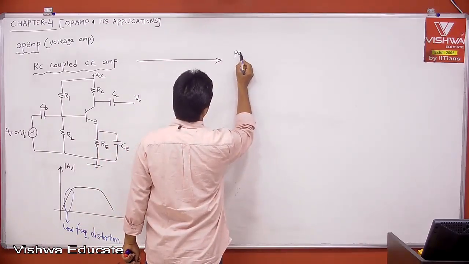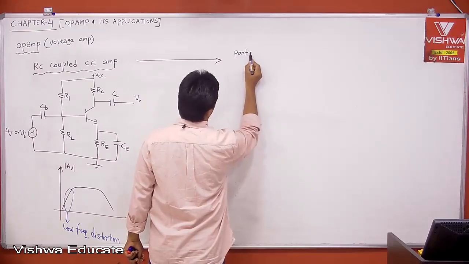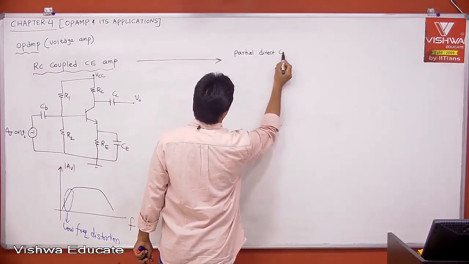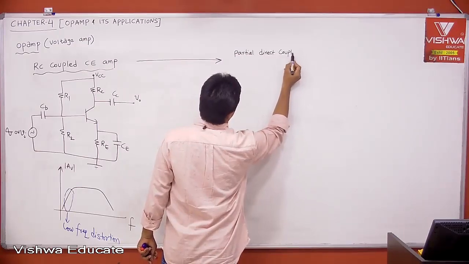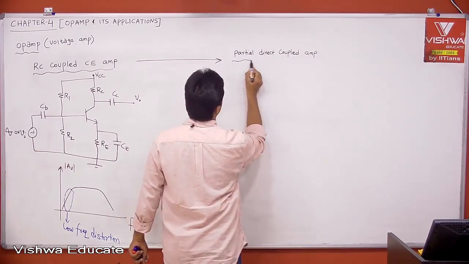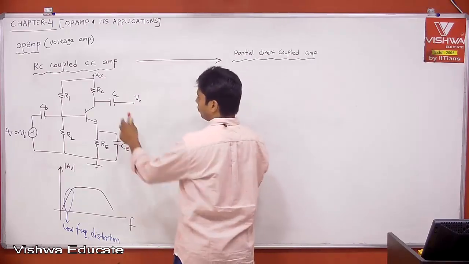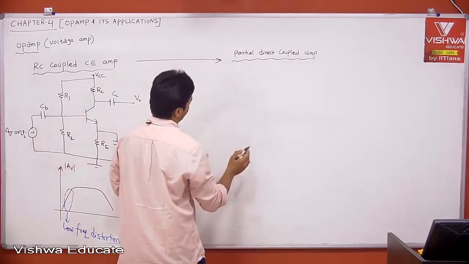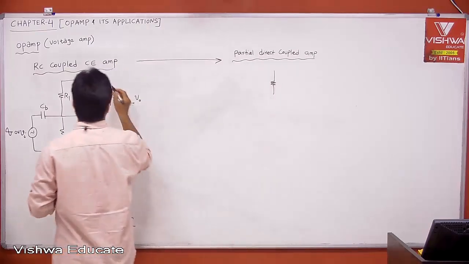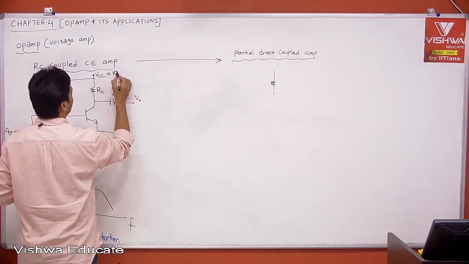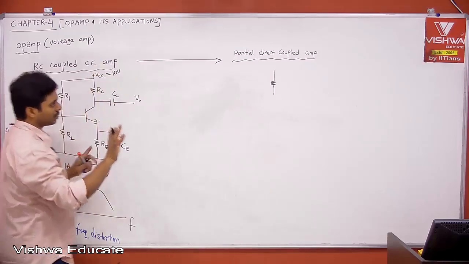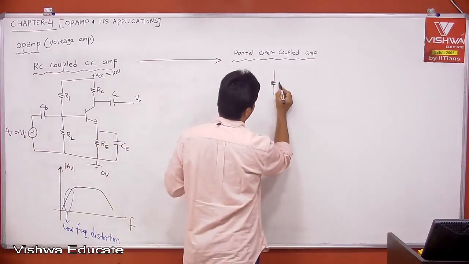Partial direct coupled amplifier. Direct coupled amplifier. Okay, just listen here. At least I can remove this and this. How? Just listen. See how I am making it. Let us say this VCC is equal to 10 volts and the minimum voltage is 0. Therefore, what is your power supply rail to rail? 10 to 0. Now this is RC.